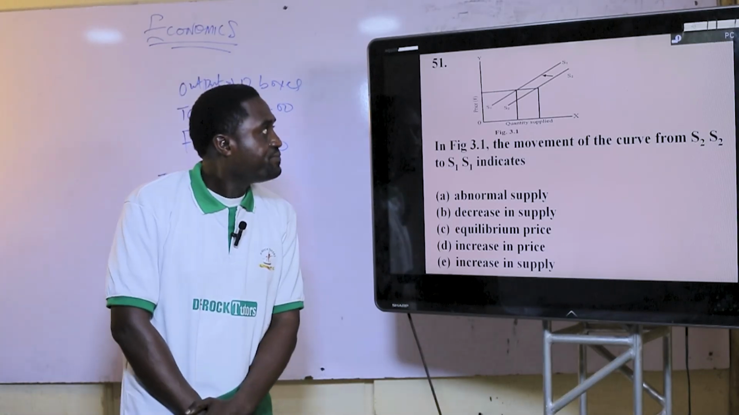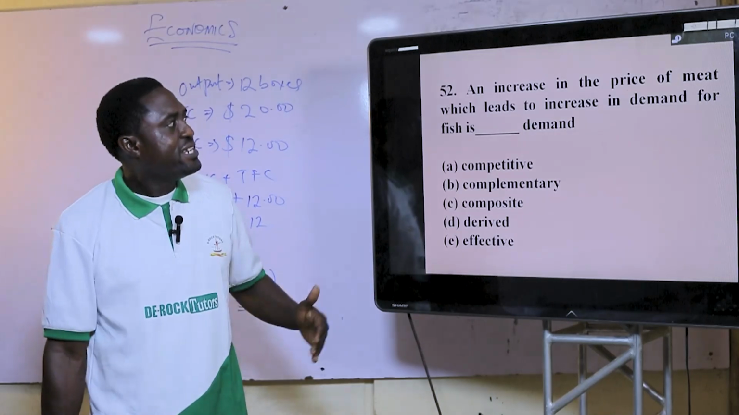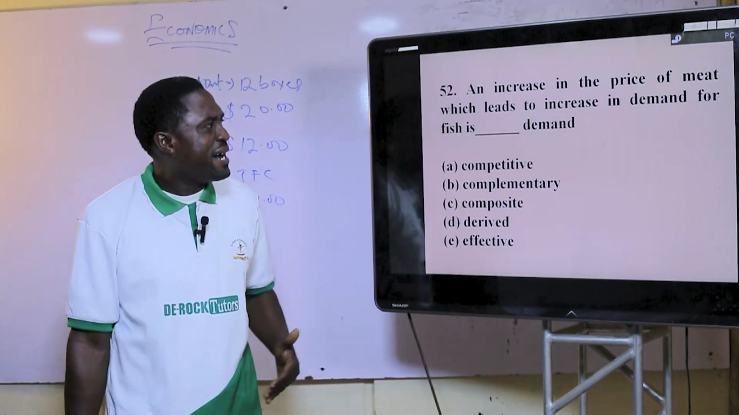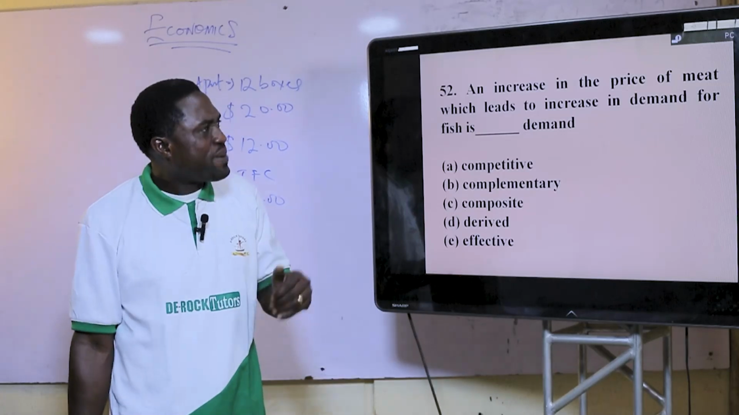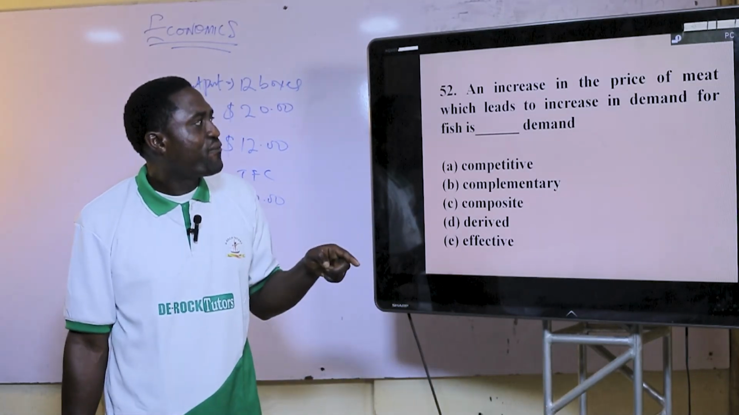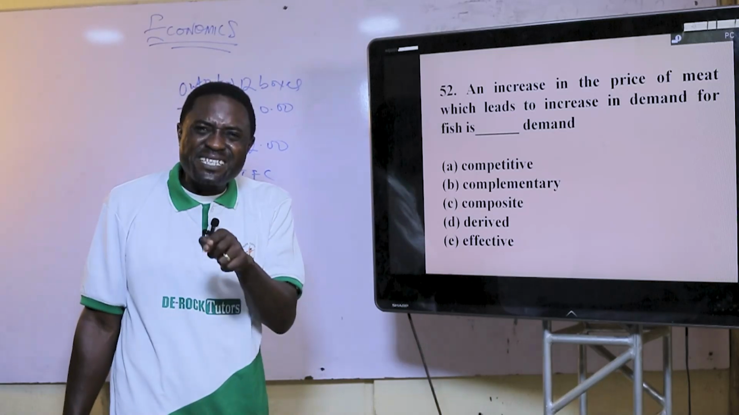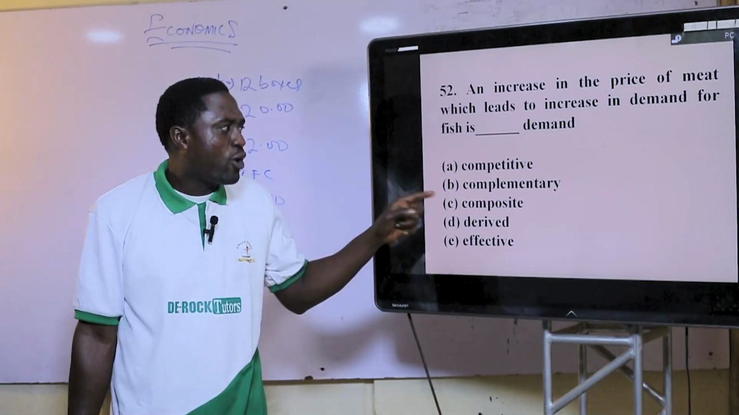The next question. An increase in the price of meat, which leads to an increase in demand for fish, is what demand? It is competitive demand. It cannot be complementary.